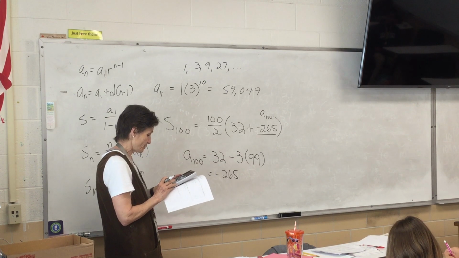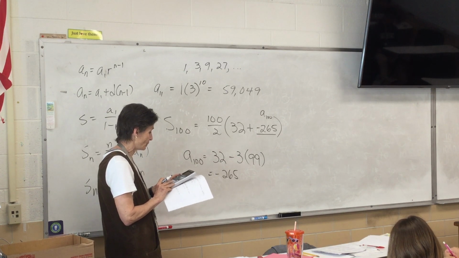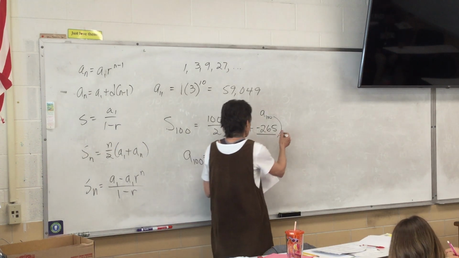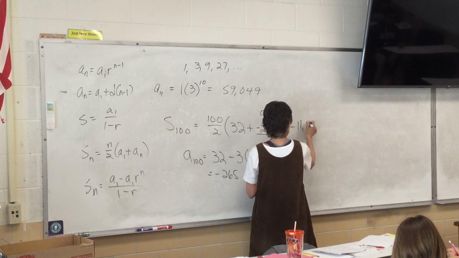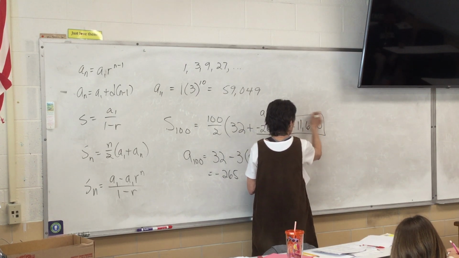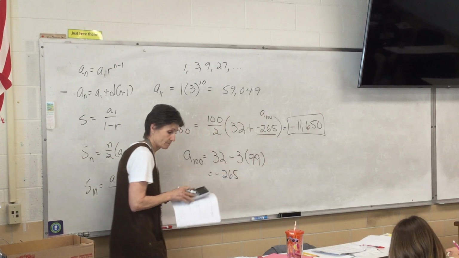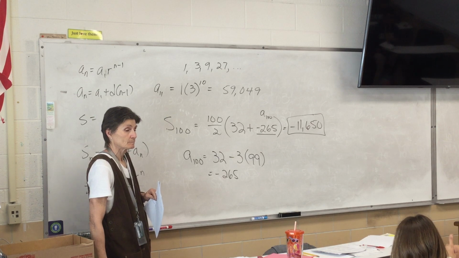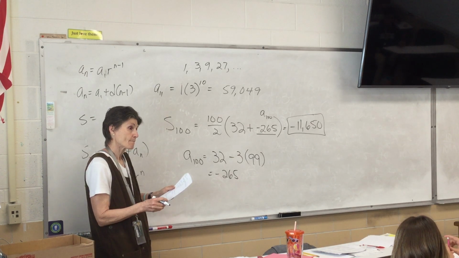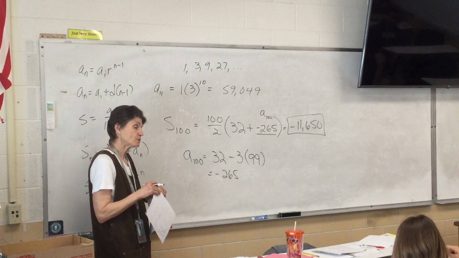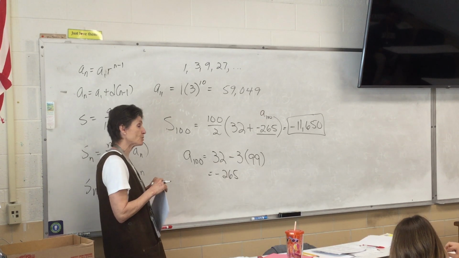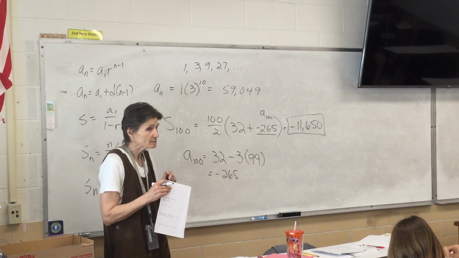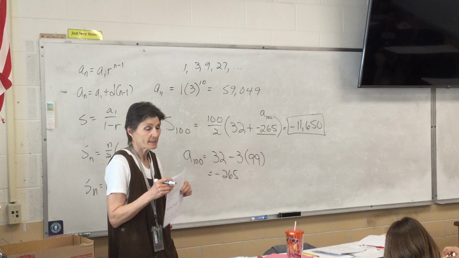So -265 plus 32, and then times 50. So my answer is negative 11,650. Final answer to the problem. Did you get that? Okay, this has happened to us on several occasions. When you are using a formula and you don't have what you need, go to the other formula and it will help you.